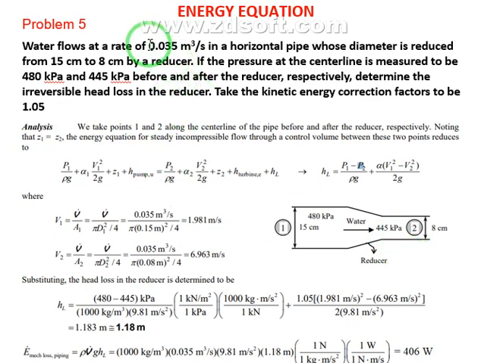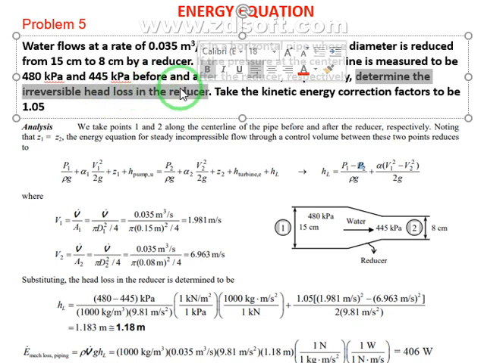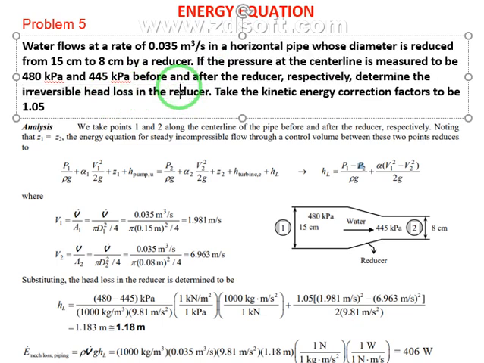And we have a flow rate of 0.035 meter cube per second. And the pipe is horizontal, so Z1 is going to equal Z2. So what we need to know, guys, is to determine the irreversible head losses, or head losses, in the reducer. We need to know head losses, which is HL, right?